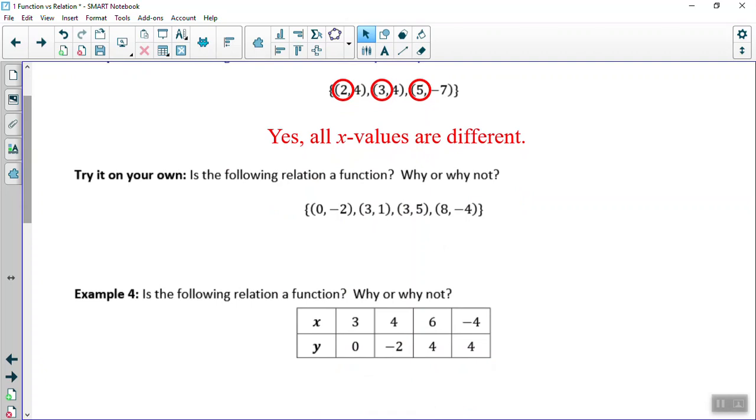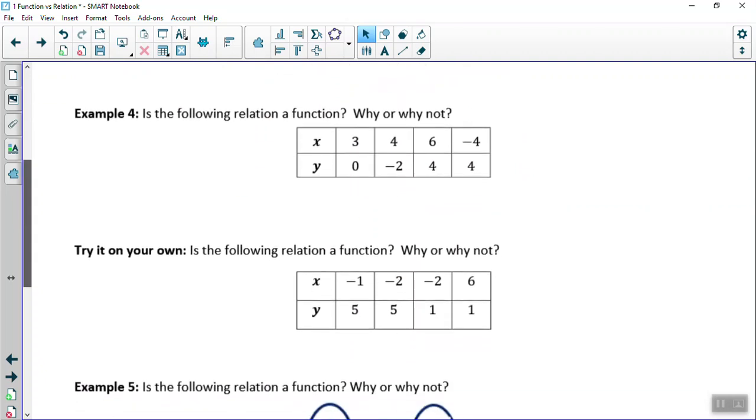Okay, let's take a look at another example. This time we're going to look at a table. In a horizontal table, the top row is always your x values, the bottom row is always your y values. If the table were vertical, so up and down, then the left column would always be your x values and the right column would always be your y values.